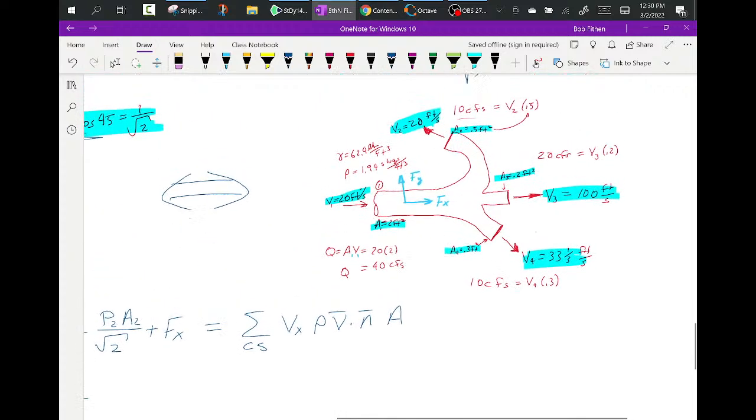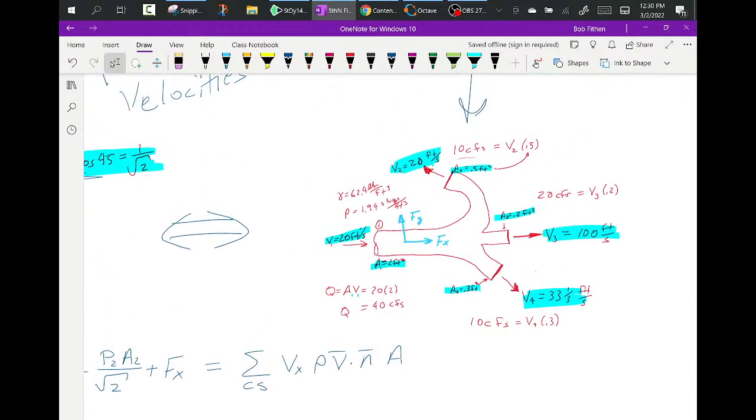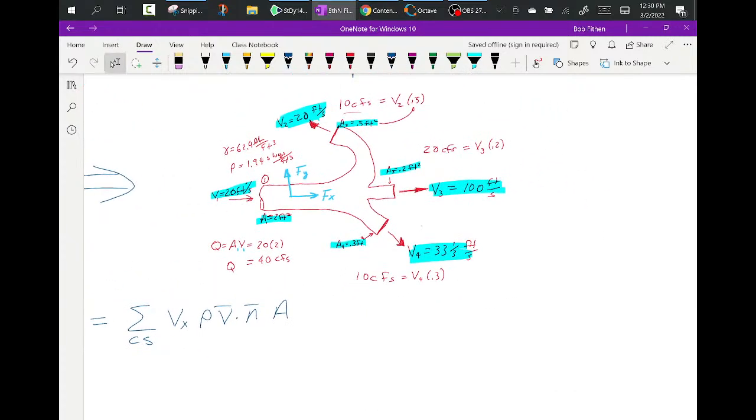So I'm only interested in the labeled entrances and exits. The 1, the 2, the 3, and the 4. Those are the only locations I'm interested in. So all I do is go list them.